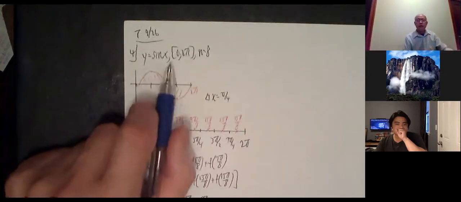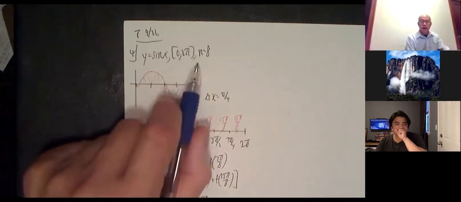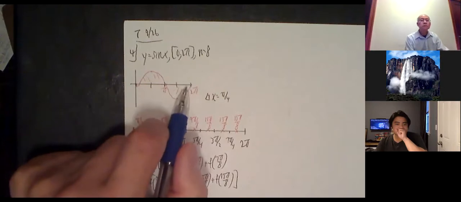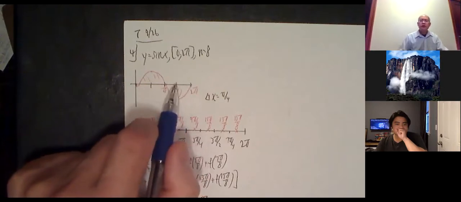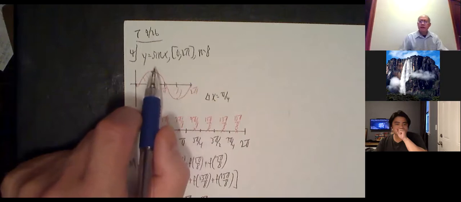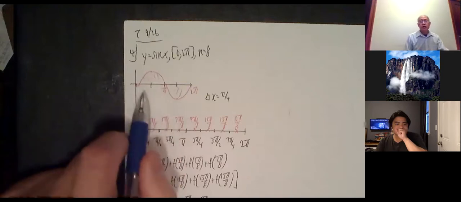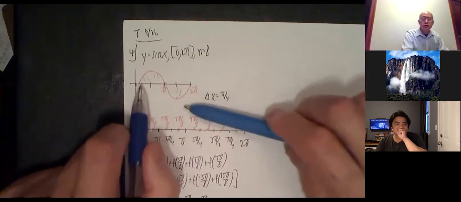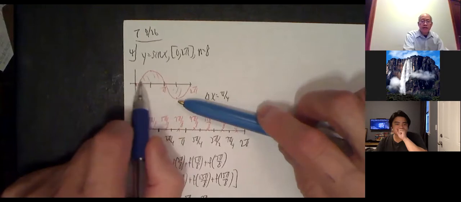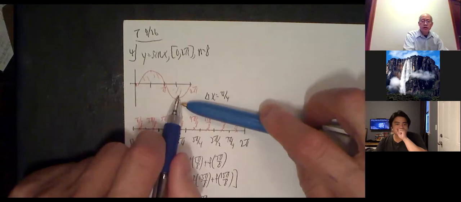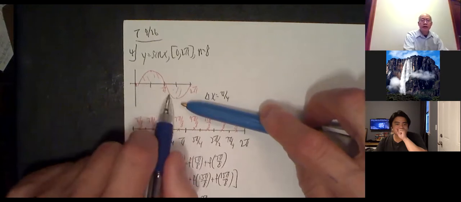Okay, y equals sine x between 0 and 2 pi, and n equals 8. Here's the actual graph. Before we do this, by the way, do we know how to integrate sine? Yes, we do. Integral of sine is negative cosine. So we can figure this one out exactly. Or you can just look at the picture. Remember from Calc 1, right? By symmetry, I have exactly the same amount of area above as below, which means the net area is 0.